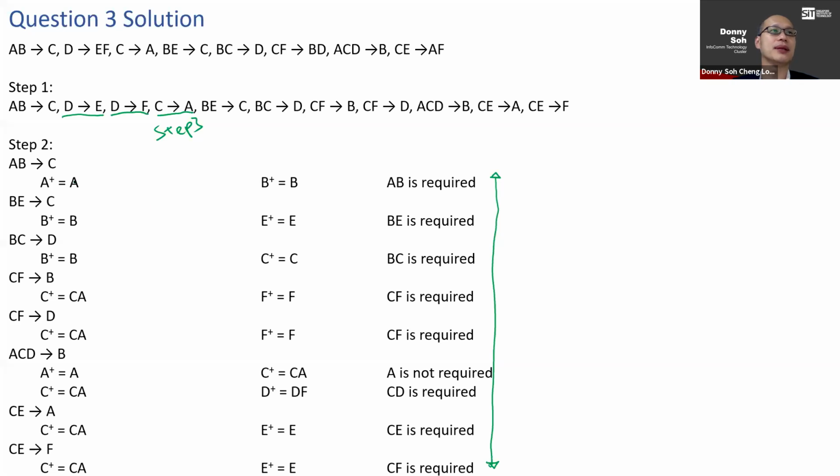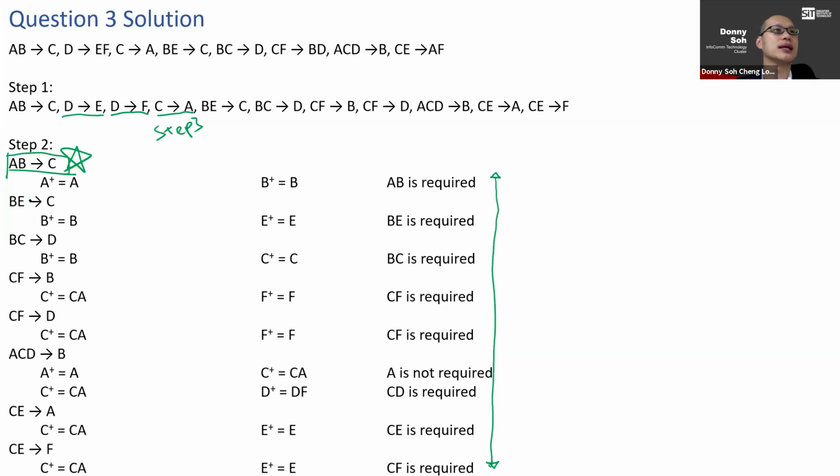Let's say AB implies C. The A and B does not appear on the left hand side of this tree, and it does not appear over here. So AB implies C is definitely required in step 3. I'm using this to draw on step 3. Because AB is not on the left hand side, I can't fire off anything here. It's also not on my left hand side over here, so definitely it's required.